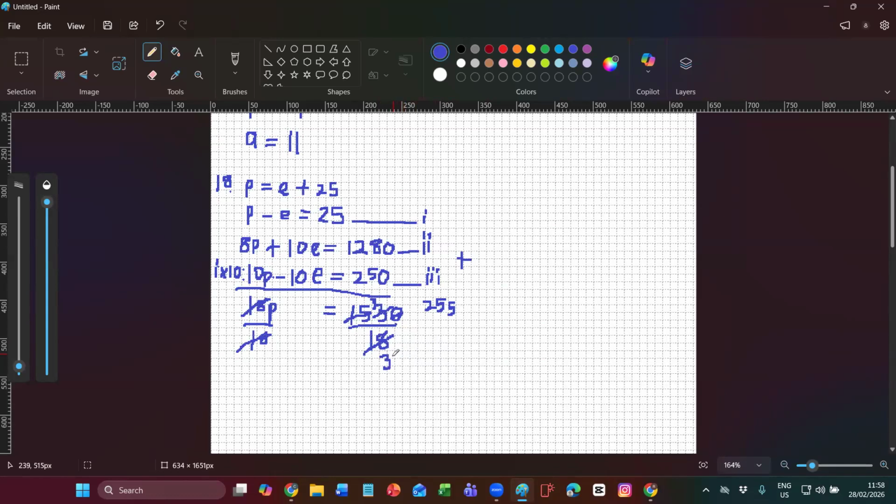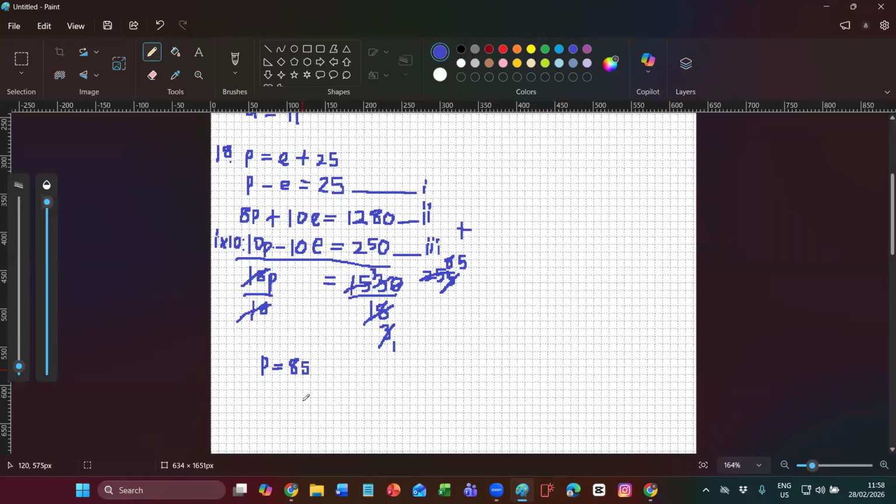So I think 3 can go in itself one time. 3 in 25 is 8, right? Remainder 1. Put that 1 in front of 5. 3 in 15 will give me 1. 3 more, 15, that's 5. So the cost of one pencil is what? 85 cents. Did you see that? Yeah. Now we know the price of one pencil.